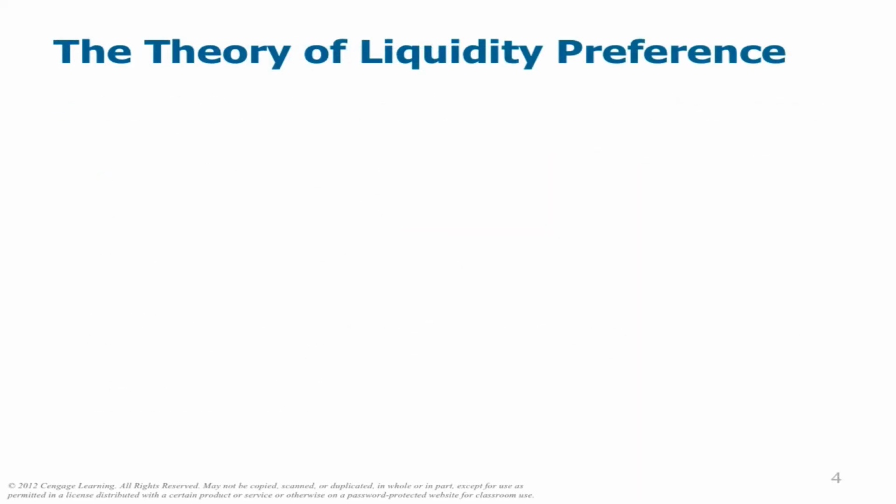So now a theory. The theory of liquidity preference. This is where you prefer that your juice boxes be liquid. Without the chemicals. I don't want to judge.